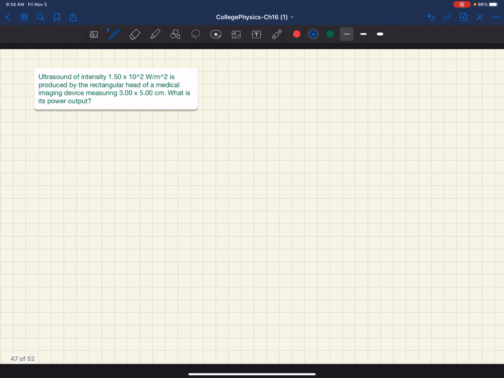We're going to work a quick problem with intensity. So we have ultrasound with this intensity being produced by a rectangular head of a medical imaging device, which measures 3 by 5. So what is its power output? Well, we know I equals P over A. We don't have the area, but we have this information. So length times width equals area. And that would be 3 times 5, which would be 15.0.